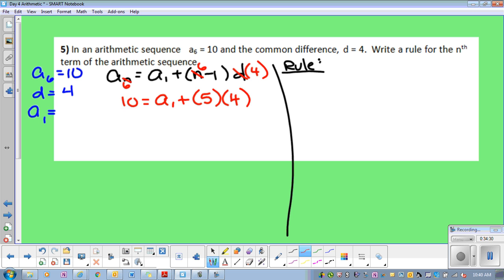So are they asking us to complete the sequence? No. They just want you to find the first one. Once I go back, go backwards and find a sub 1. 10 equals a sub 1 plus, what's 5 times 4? Now, how do you solve for a sub 1? Put 20 over the other side. Yeah, how? Subtract. So then a sub 1 equals what? Negative 10.